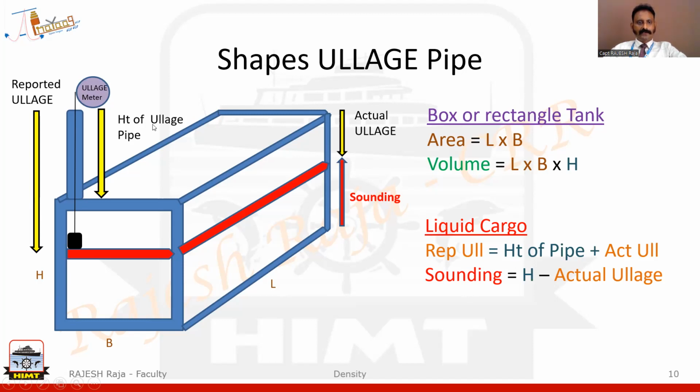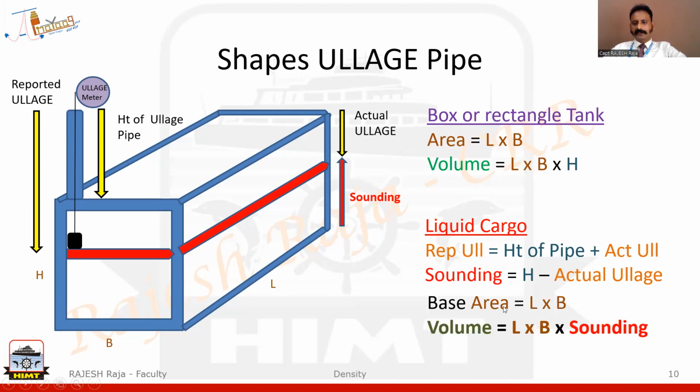The height of the ullage pipe is not required for you to do any volume calculation. It is just a small pipe through which a tape can go and measure any liquid. So this is not involving any volume, so I have to remove it. End of the day, I'm looking at actual ullage. So I've written sounding as H minus actual ullage, just like the previous. And again, once I get this, I can find the volume of the cargo.